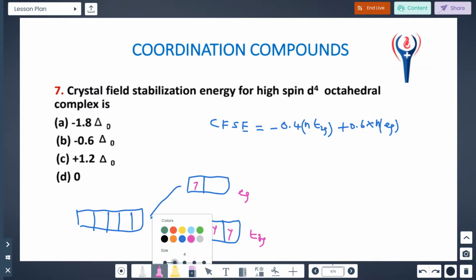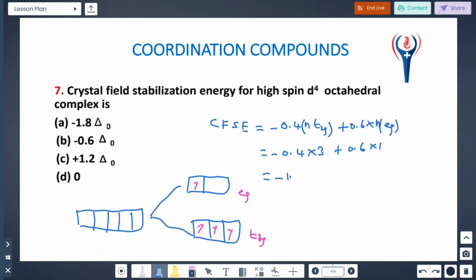Now can we substitute? t2g has 3 electrons, so it will be minus 0.4 into 3. Correct or not? Plus 0.6 into the number of electrons in eg. eg has only 1 electron. So we get minus 1.2 plus 0.6. Okay. So it will be minus 0.6 delta naught. Understood? Correct or not? So the answer will be this answer. Are you following? Simple. So just memorize the formula. This formula is very important. Then only you will be able to answer them.